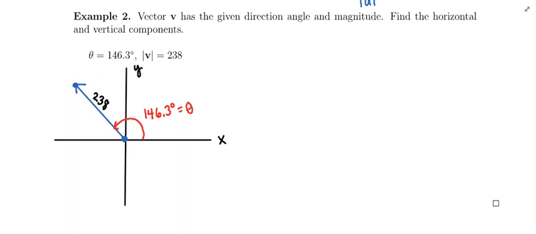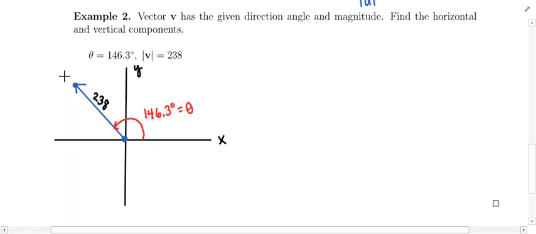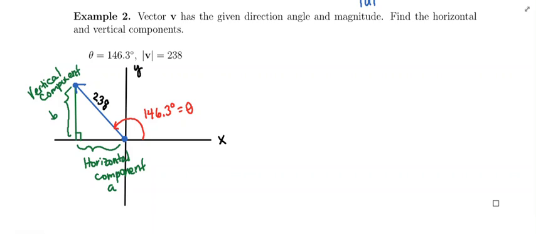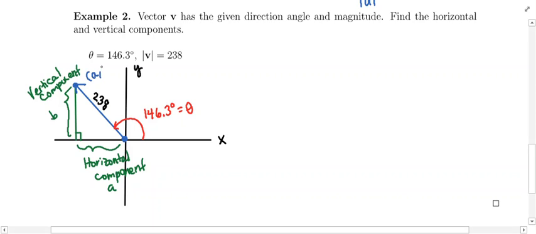All right, so what we want to do is break this thing into components. If you take the terminal point and you draw straight down to the x-axis here and form a right triangle, this is going to be the horizontal component A, and this is going to be the vertical component B. So the terminal point has coordinates A, B. We're just trying to figure out what the A and the B are.